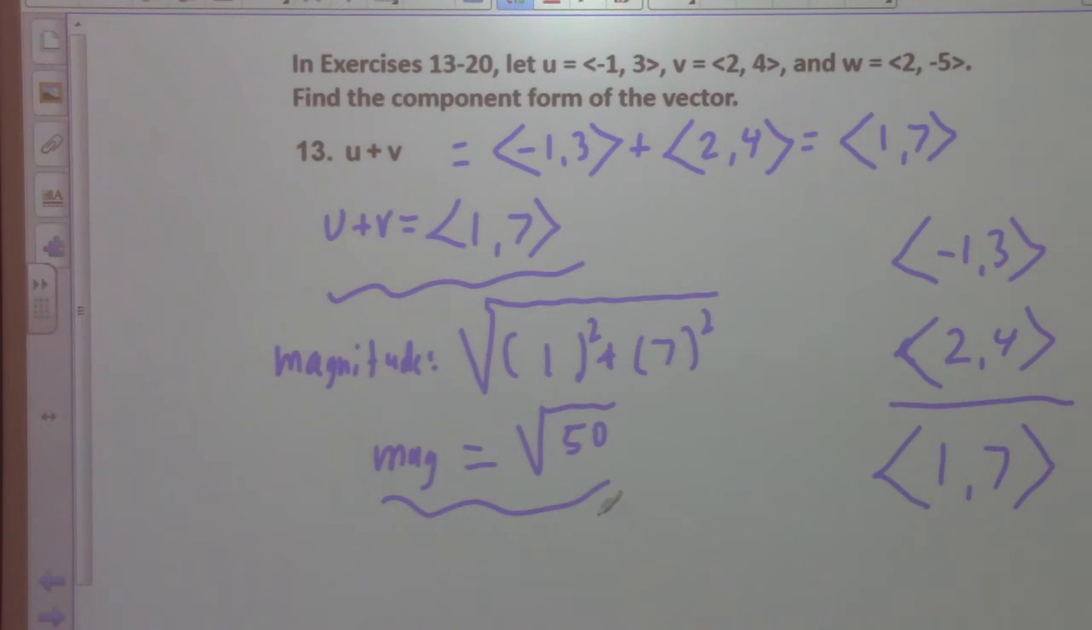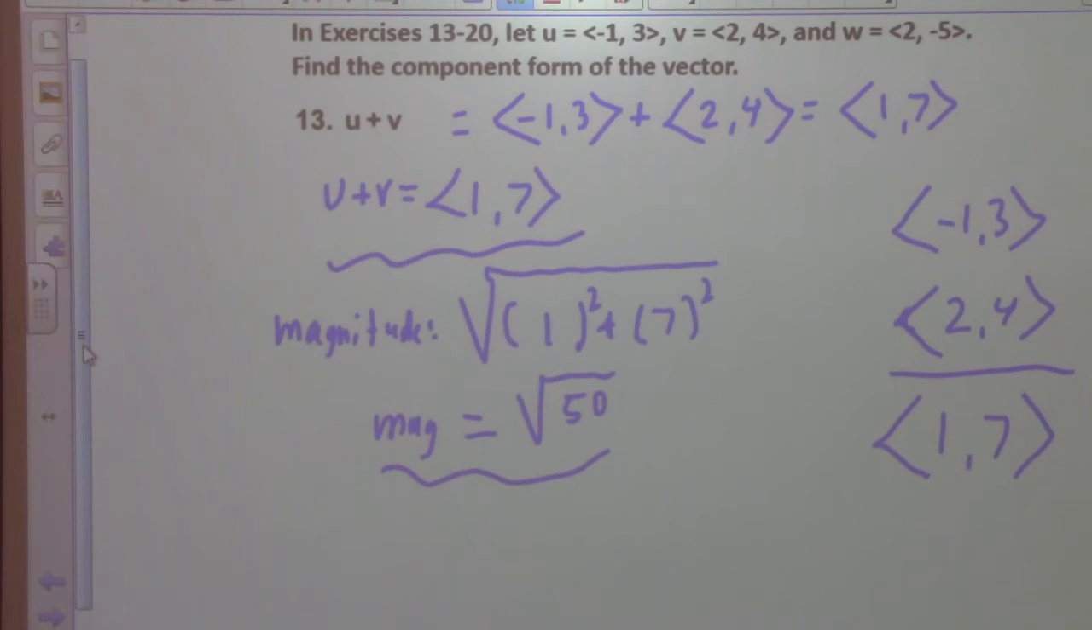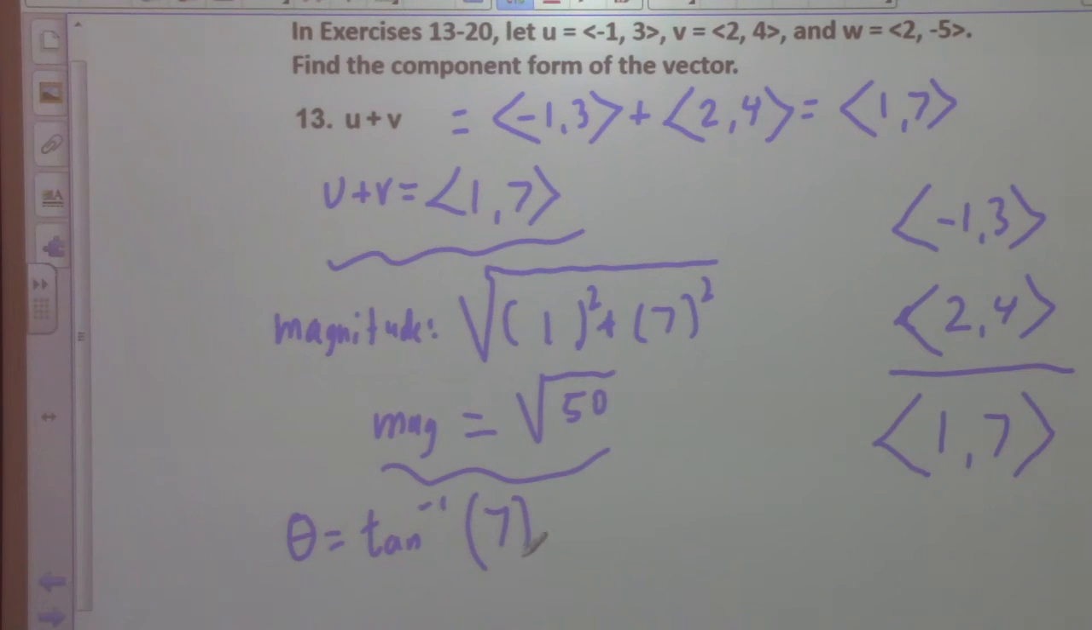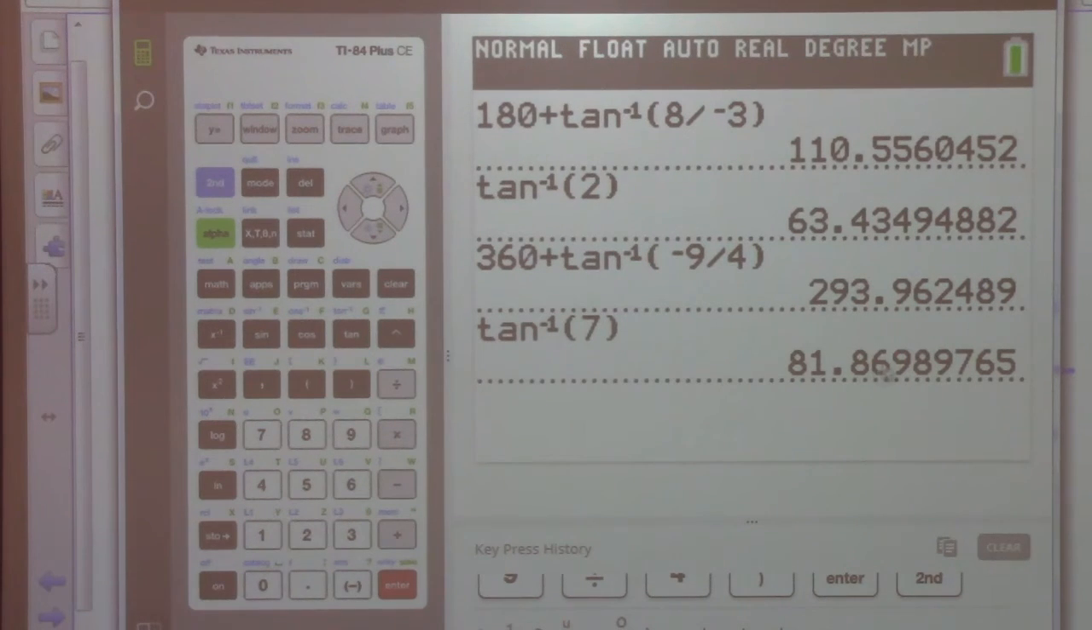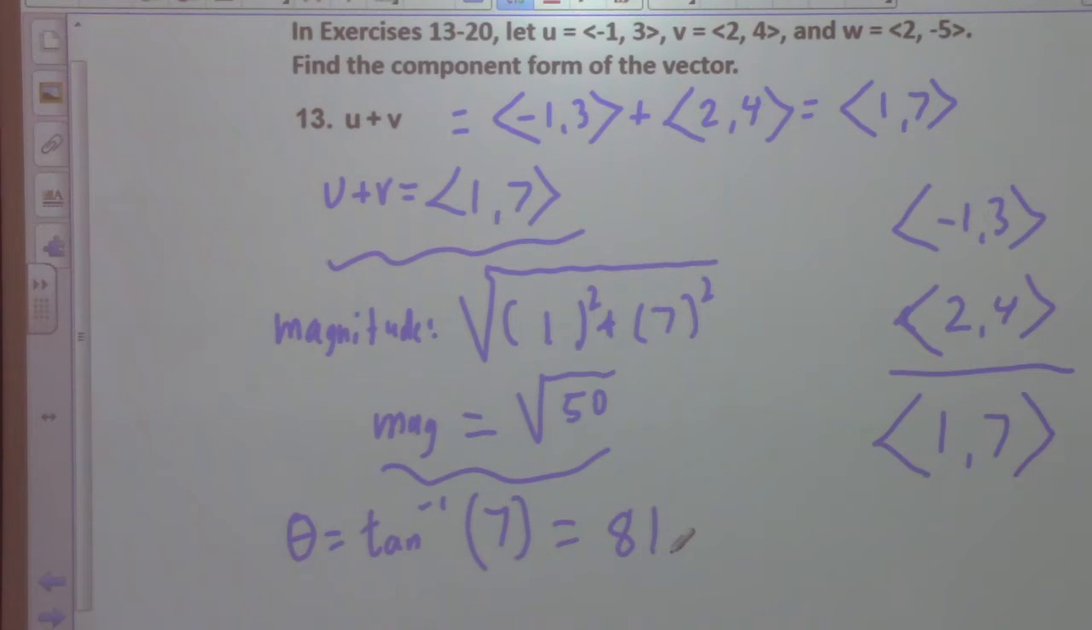Okay, what about our direction? So theta is going to be equal to inverse tangent of 7 over 1, which I'm going to just call 7. Then that's going to be inverse tangent of 7. I'm in degrees, that's good. So I'm going to get 81.870, is that right? Yeah. 81.870 degrees.